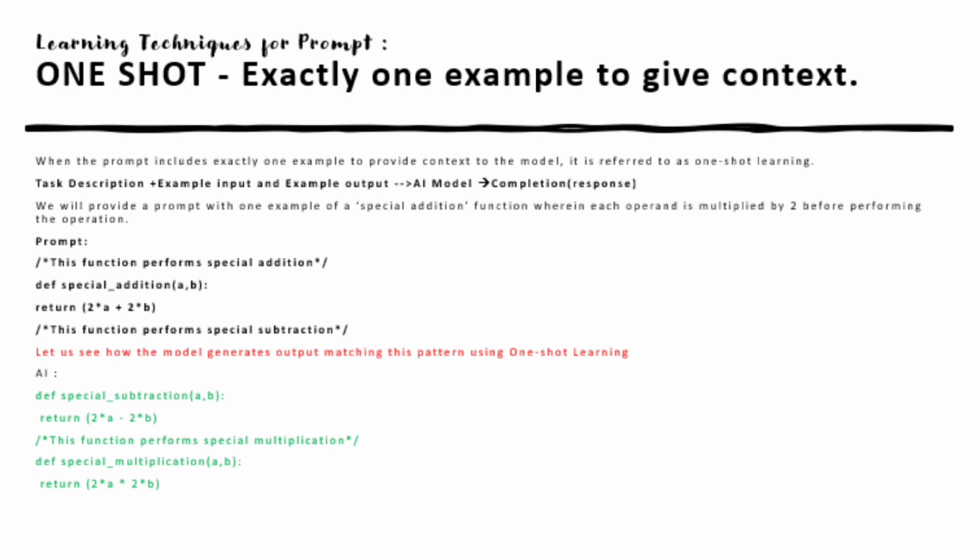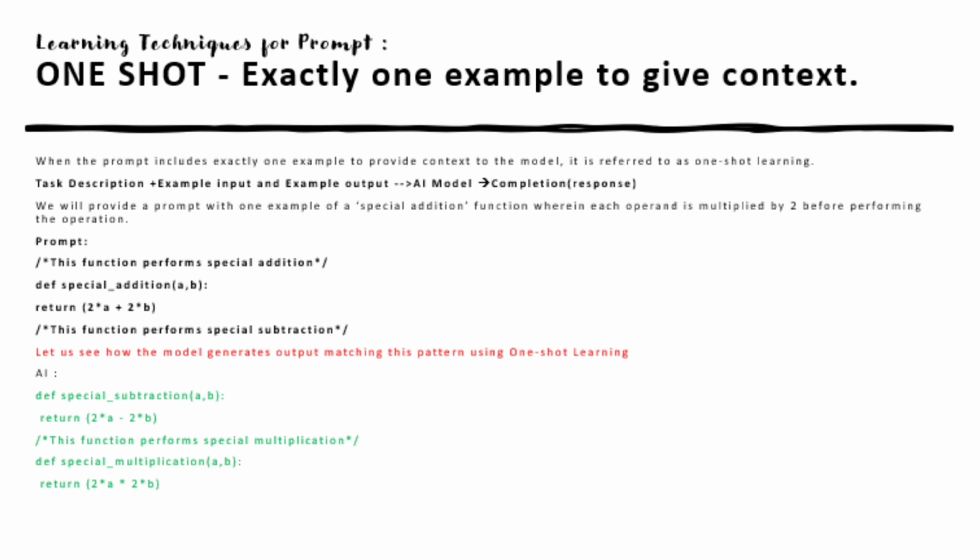So you will have a task description first. It provides an example with a special addition function wherein each operand is multiplied by 2 before performing the operation. So it's a special addition where we are multiplying by 2. We are giving the prompt and giving the example and answer also. So example input is there and then the answer is there. So let's see how the model generates a matching output using one shot.